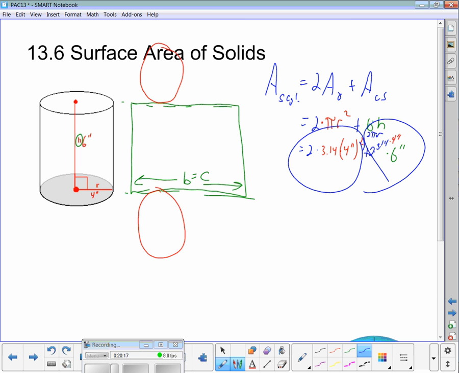That's the key to those. If you know that, you can figure everything else out based upon what we already know. So though it looked like you didn't have enough to figure out the surface area of that shape, you really did. You really did.